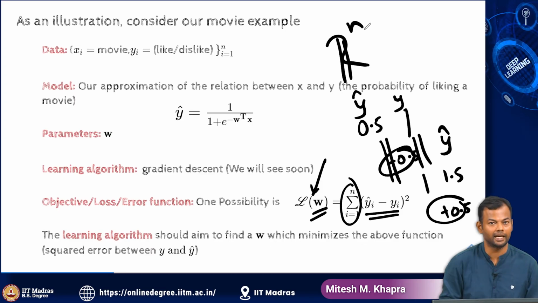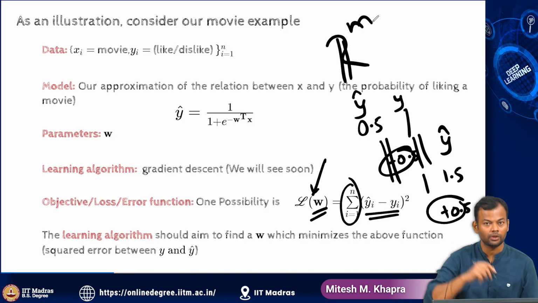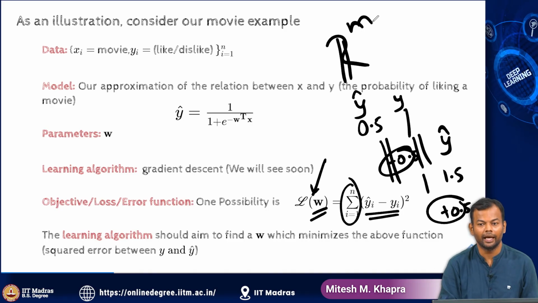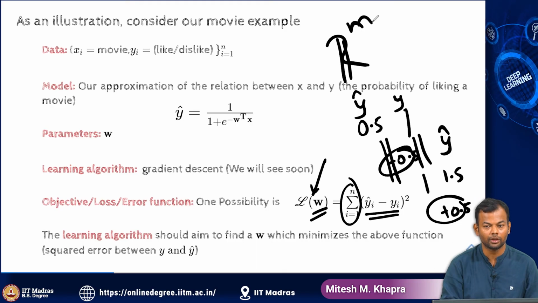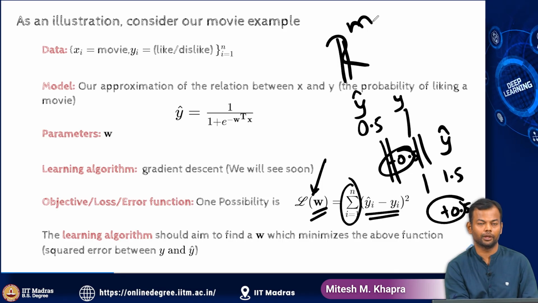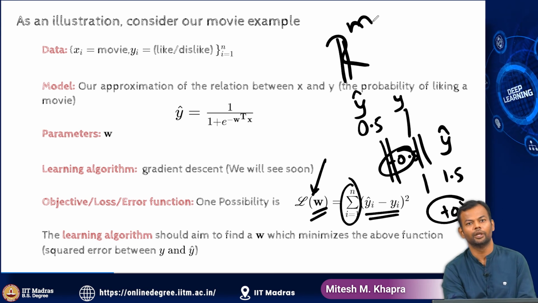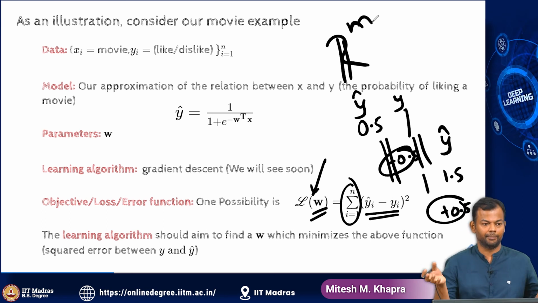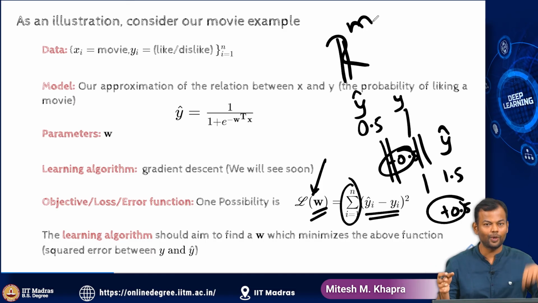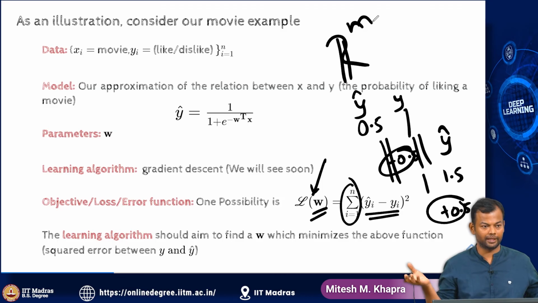So w is an R^m vector, an m-dimensional real vector, and these are real values. Actually m plus 1, because w naught is also there. So this is an m plus 1 dimensional vector which can take real values. Each value can go from minus infinity to infinity, right? So there are infinite possibilities here.